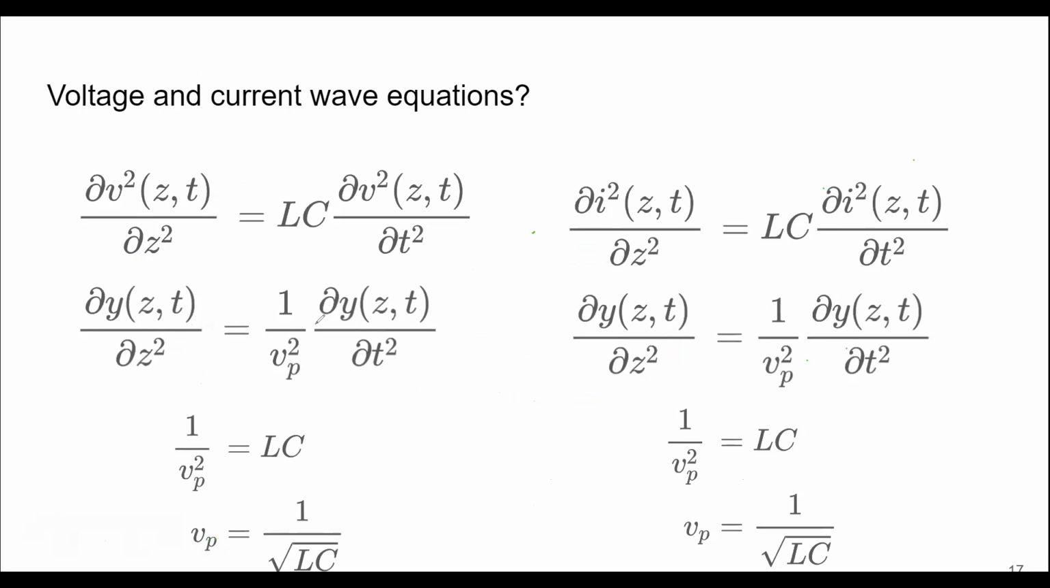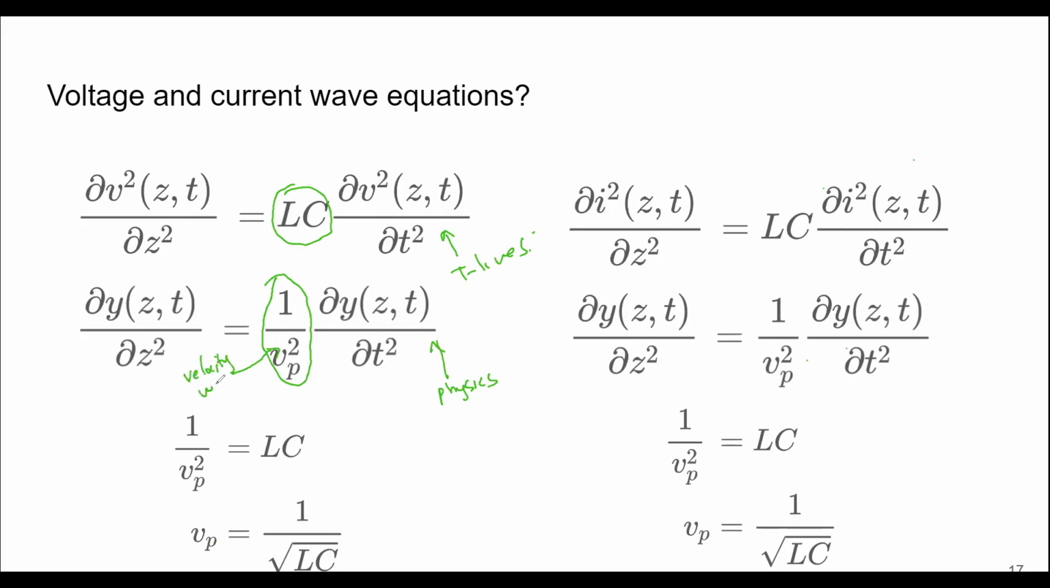Because of that, we can equate the classical wave equation in physics to the wave equation that we get in our transmission lines. Right? So in the transmission lines, this LC component gives the constant in the wave equation. In the physics wave equation, the constant is given by 1 over the velocity of the wave. Right? The Vp is the velocity of the wave.